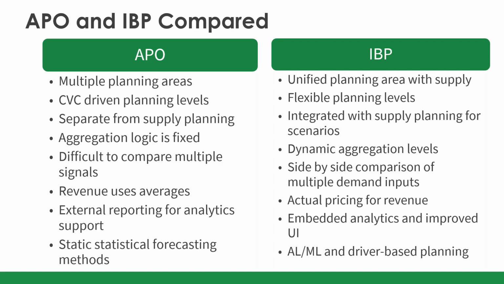They're all within one, and demand can be a separate module, but the unified planning area keeps those all together. Within APO, you've got the CVC-driven planning levels. What we mean by that is a characteristic value combination determines the level that you can plan at, right? Whereas within IBP, you have multiple planning levels based on your master data attributes, and that allows you to get flexible planning levels so you can make calculations at different levels depending on the need of the business or the calculation for the key figure. What that allows you to do is aggregate and disaggregate very quickly and more effectively.